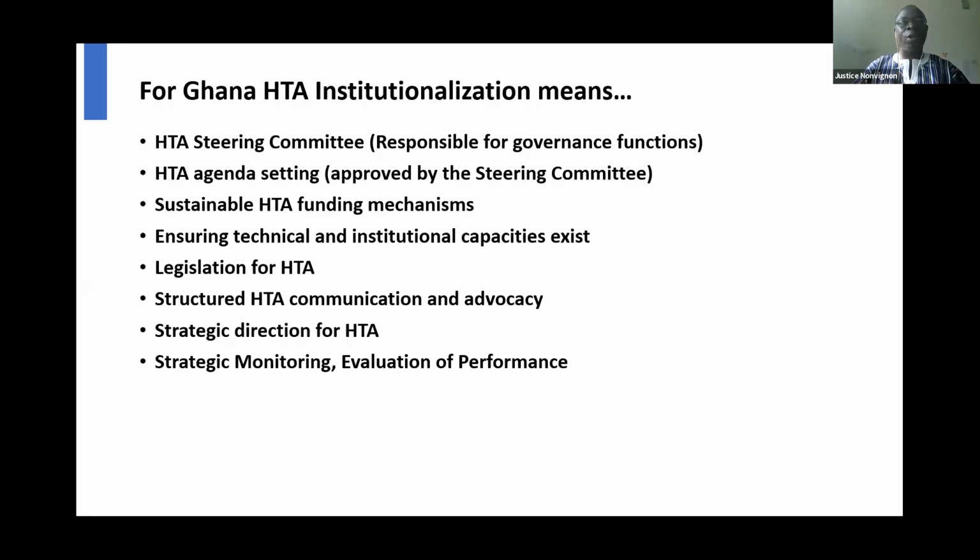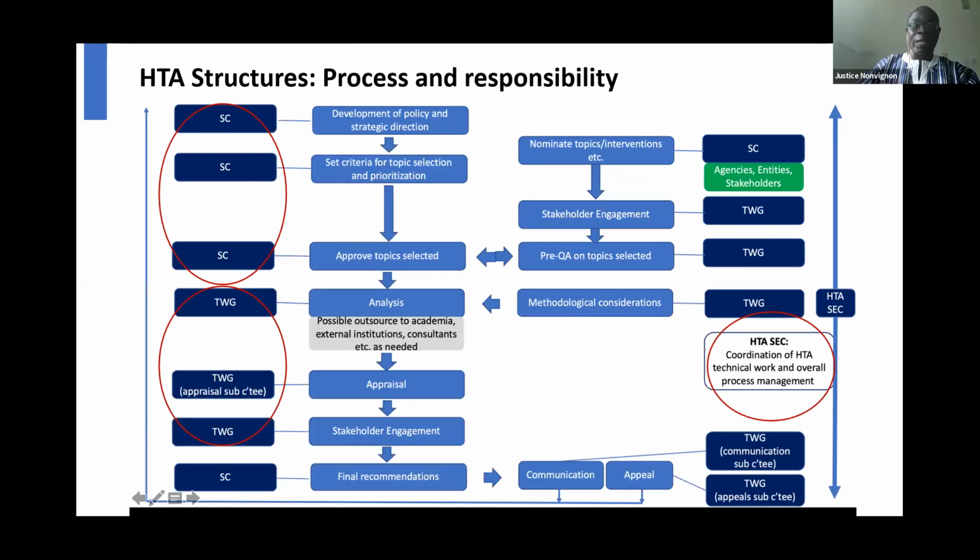We haven't gone very far with the process, but at least a few of the things have been done. For instance, the structures for HTA have been set up. We have the steering committee, which is responsible for providing the overall strategic direction for HTA, including approving the topic selection and prioritization. And then we have the technical working group, which is responsible for analysis and appraisal, engaging stakeholders, and making specific recommendations to the steering committee to take a decision on.